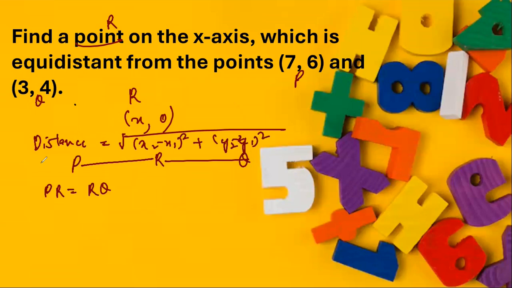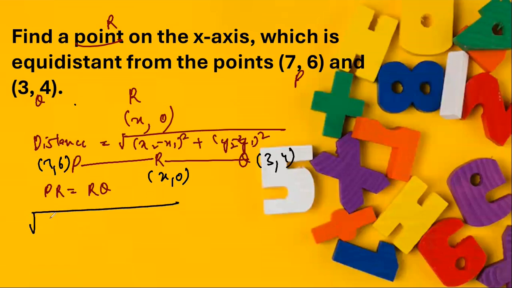Now, what is the coordinate of P? 7, 6. What is the coordinate of Q? 3, 4. And the coordinates of R, we have x, 0. So we have to work out x basically. Okay. Now let's apply the distance formula for PR. So let's say P point as x1, y1 and R point as x2, y2. So let's put in the formula.